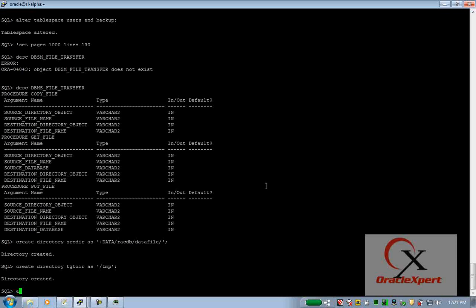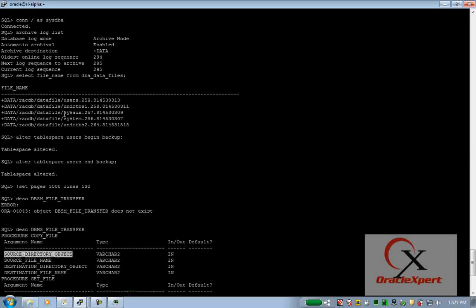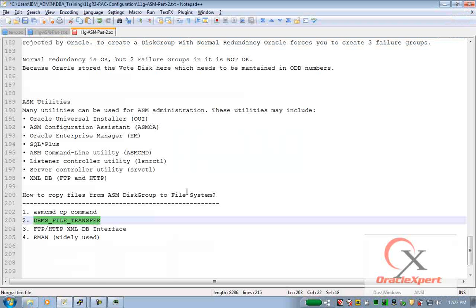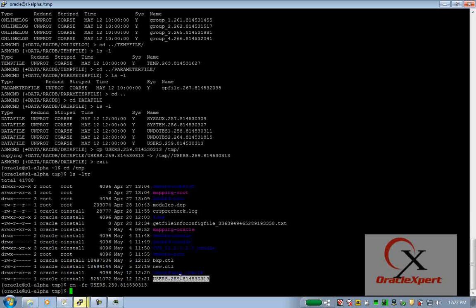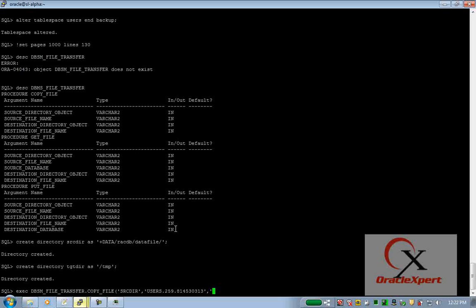Now I am saying execute DBMS_FILE_TRANSFER.COPY_FILE. What arguments does it expect? Source directory object name, which in my case is srcdir. Source file name, which in my case is the file. The target destination name is tgtdir in my case. What should be the name of the file that you would like to copy? users01.dbf.